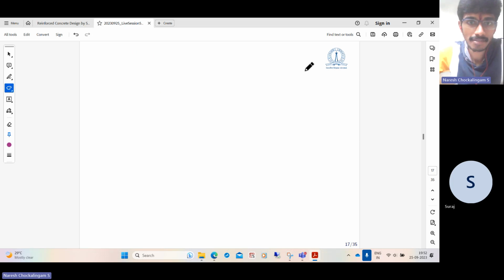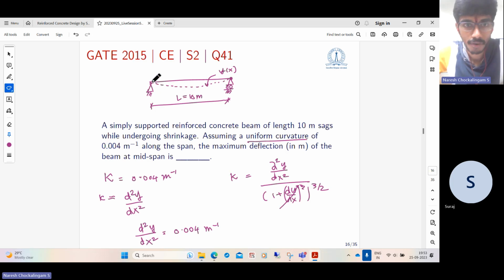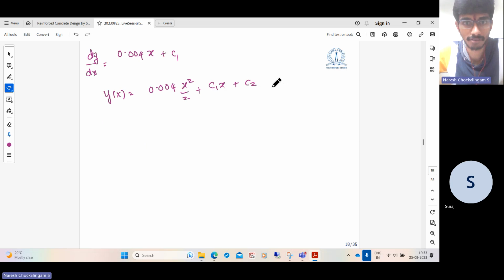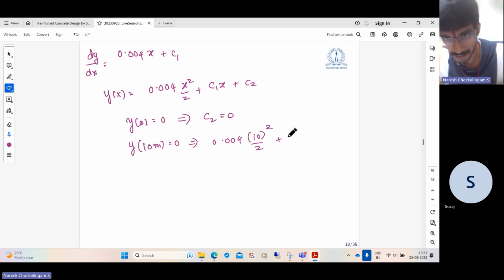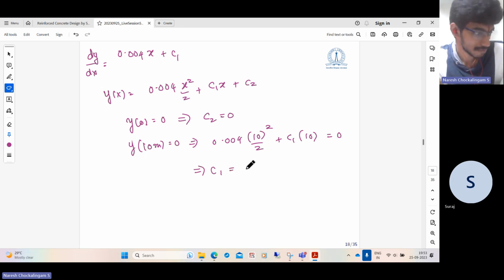Now, what are the boundary conditions? It is a simply supported beam. So y of 0 is equal to 0 and y of L is equal to 0. So enforce this, y of 0 is equal to 0, which means this term vanishes, this term vanishes. It means C2 is equal to 0. And y of 10 meters is equal to 0. That gives 0.004 into 10 squared by 2 plus C1 into 10 is equal to 0. So if you rearrange, you get C1 is equal to minus 0.02. What are the units? It doesn't have any units because x is in meters, y of x is in meters, so C1 doesn't have any units.